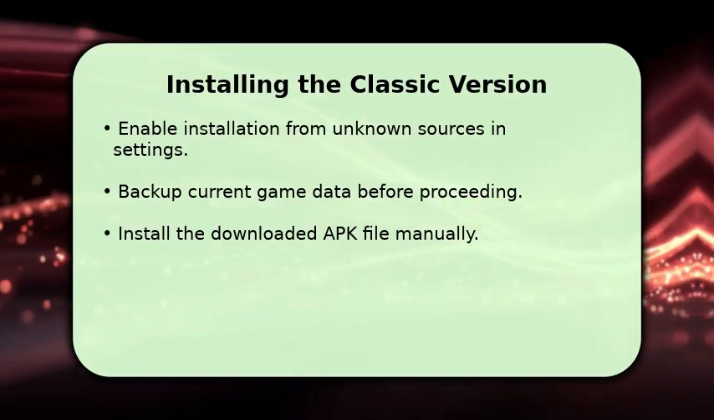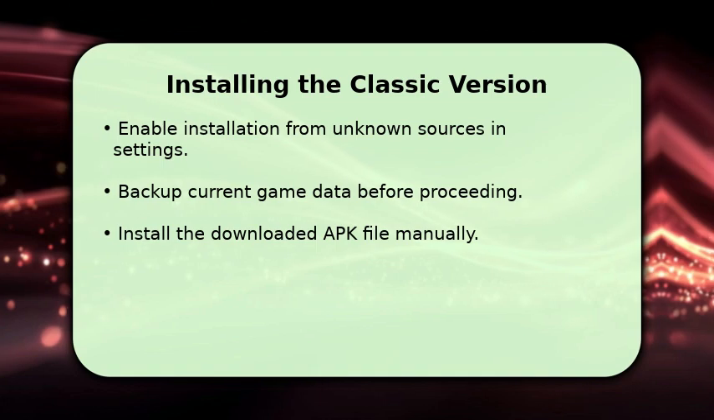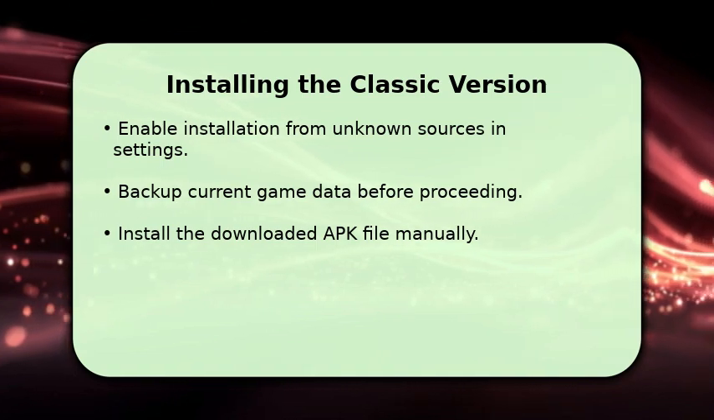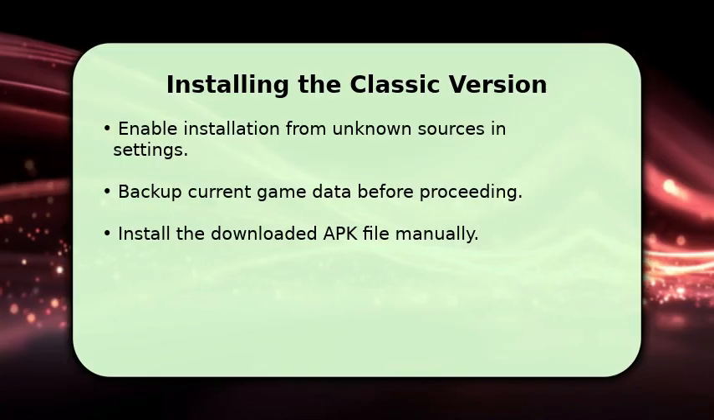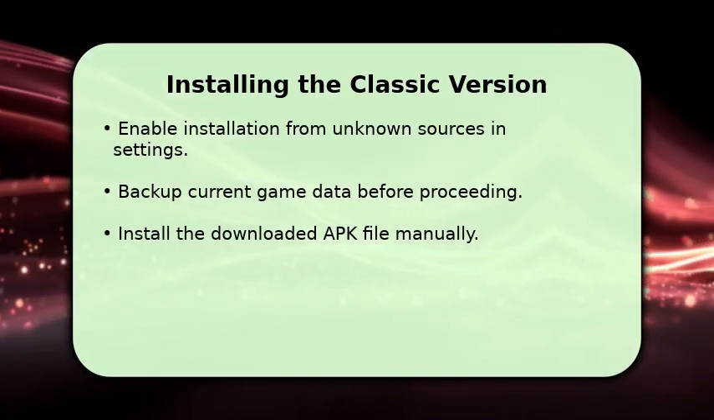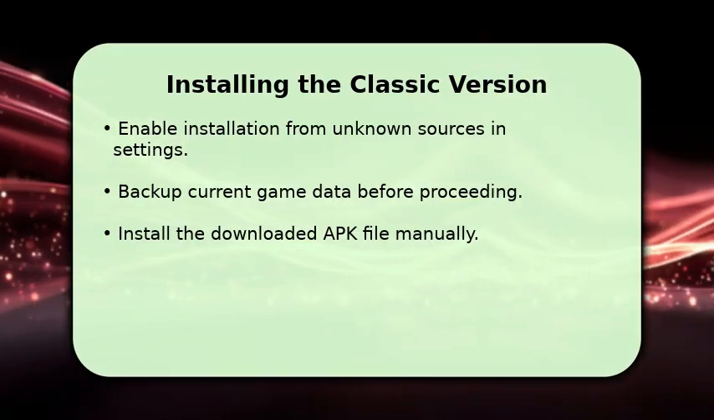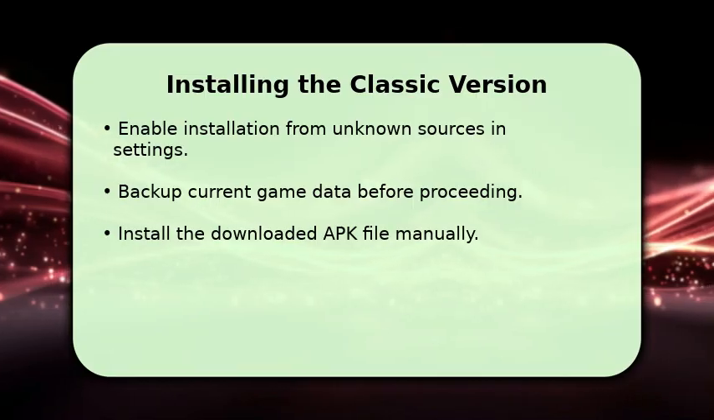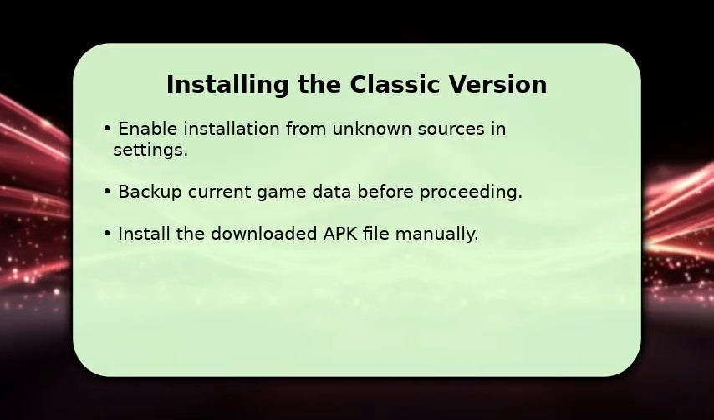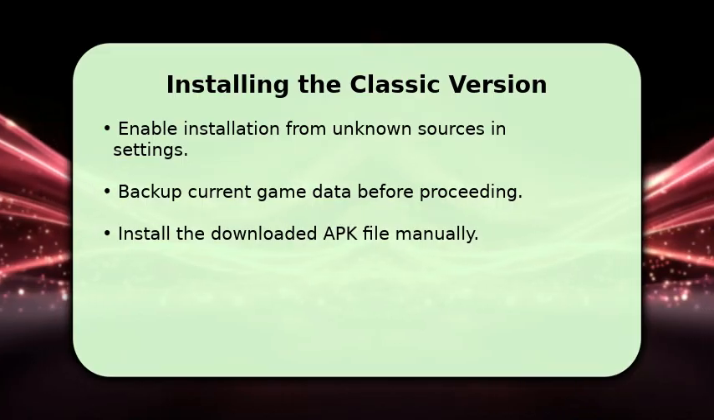First, go into your device's security settings and enable the option to install apps from unknown sources. It's also wise to back up any current game data you might have. Then, simply locate the downloaded APK file and tap to install it. Remember to disable automatic updates for Subway Surfers to keep your classic version intact.